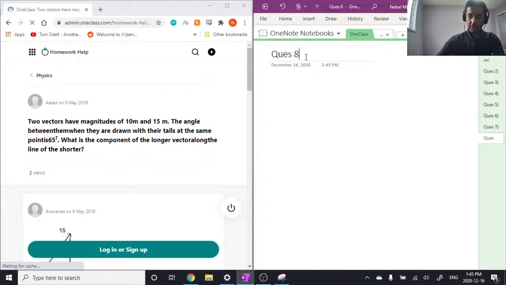Alright, jumping over to the next question, question number 8 for today. Two vectors have magnitudes of 10 meters and 15 meters. The angle between them when they are drawn with their tails at the same point is 65 degrees. What is the component of the longer vector along the line of the shorter? Okay.